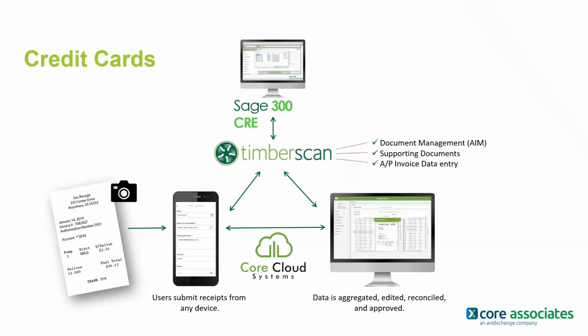But once they've gone through and submitted that particular receipt, it sends it into what we call the credit card reconciliation program. That data is aggregated. You have the ability to edit, reconcile, and approve those transactions within a very easy to use grid. It kind of looks like a spreadsheet, but it's more of an approval grid. Once the reconciliation process is done, it sends those transactions to TimberScan so that you actually have created an invoice from the credit card receipts.